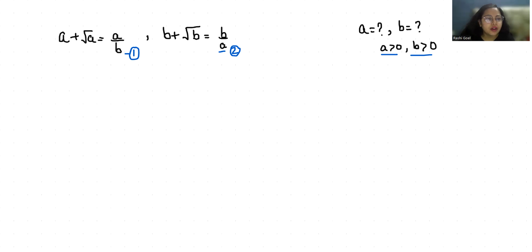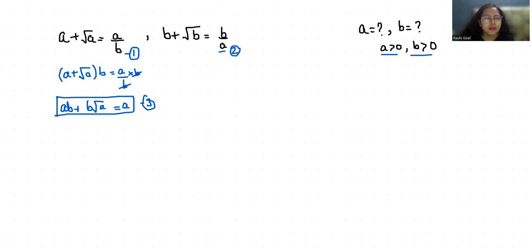So by taking equation number 1, I'm going to multiply with b both sides. So it becomes ab plus b root a is equals to a. This is my equation number 3. And here I'm going to multiply with a both sides. So it becomes ab plus a root b is equals to b. This is my equation number 4.